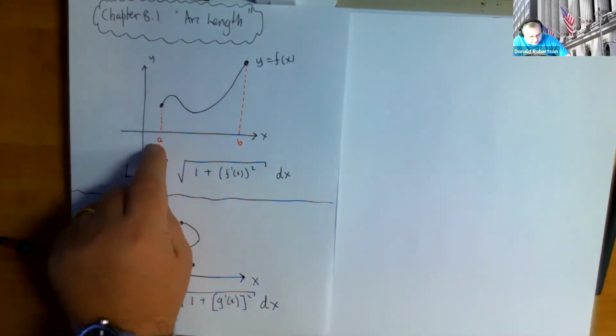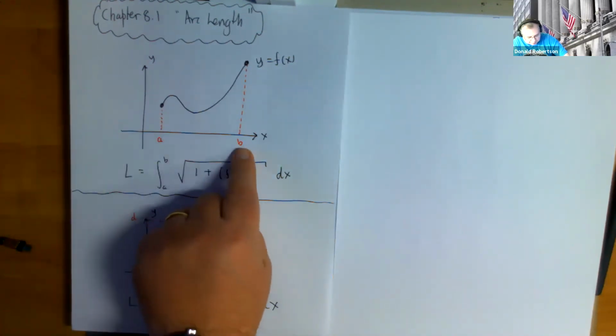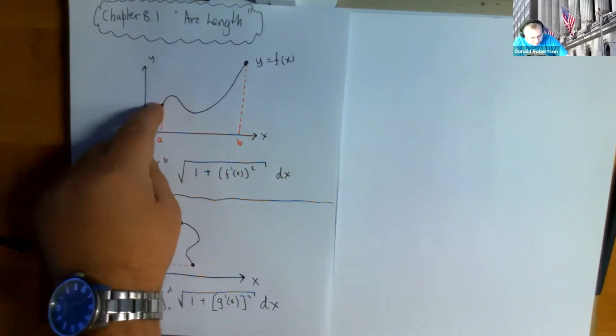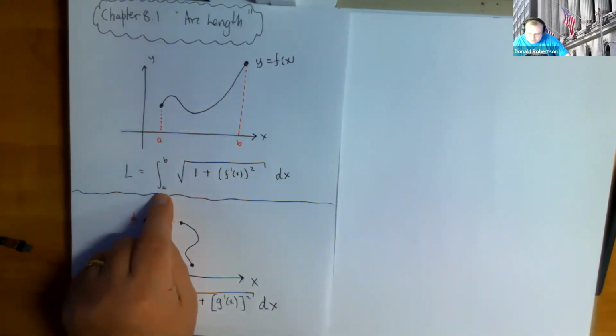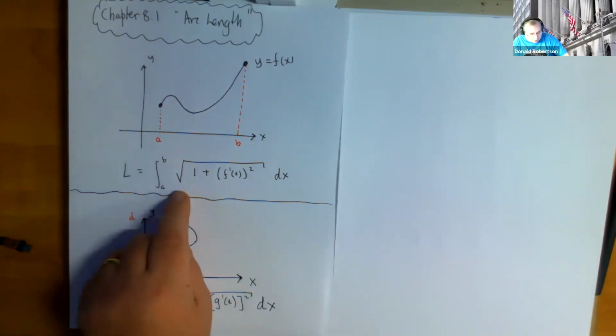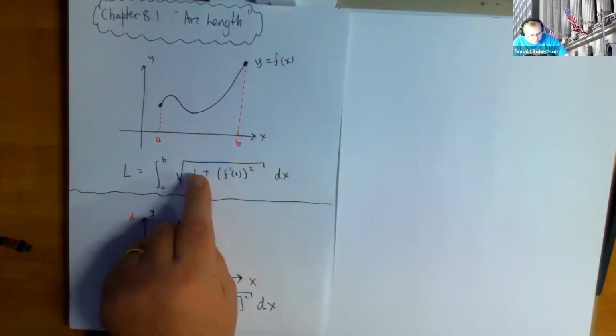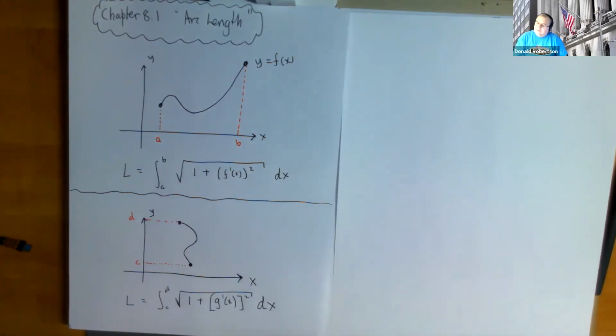The arc length from x equals a to x equals b of the function y equals f of x is the integral from a to b of the square root of 1 plus the derivative squared. And you can go and look at the textbook and they'll prove it to you. There's a theorem, a proof that proves that that's what it is.